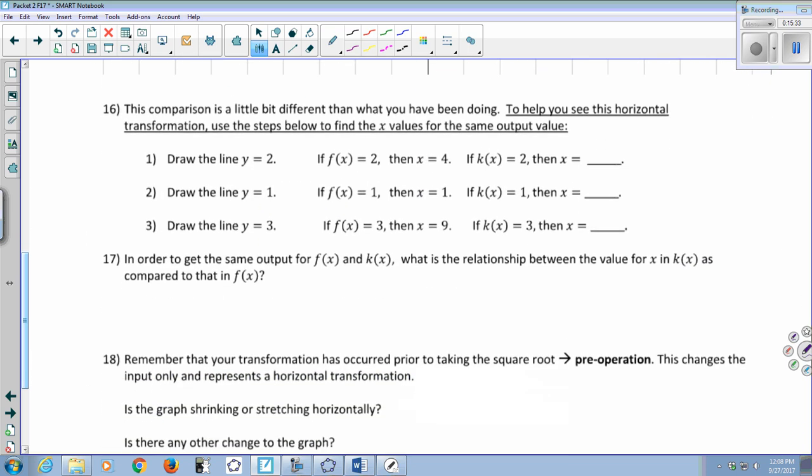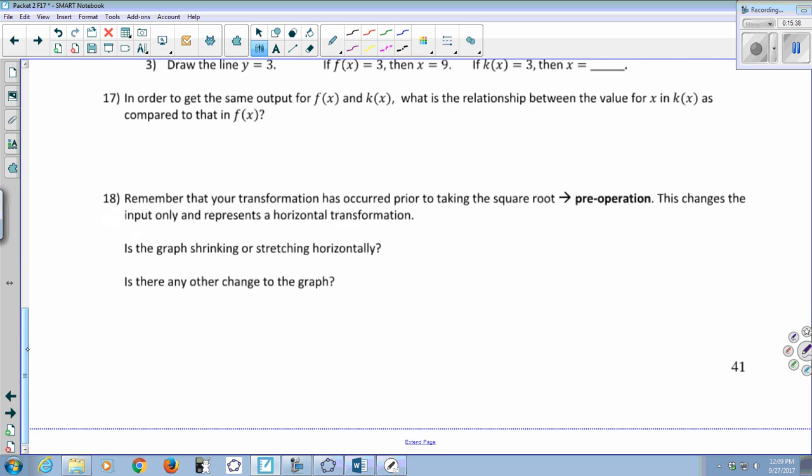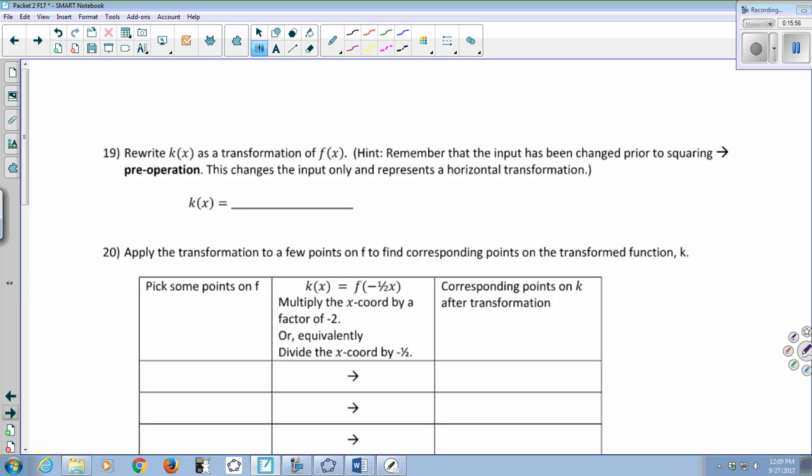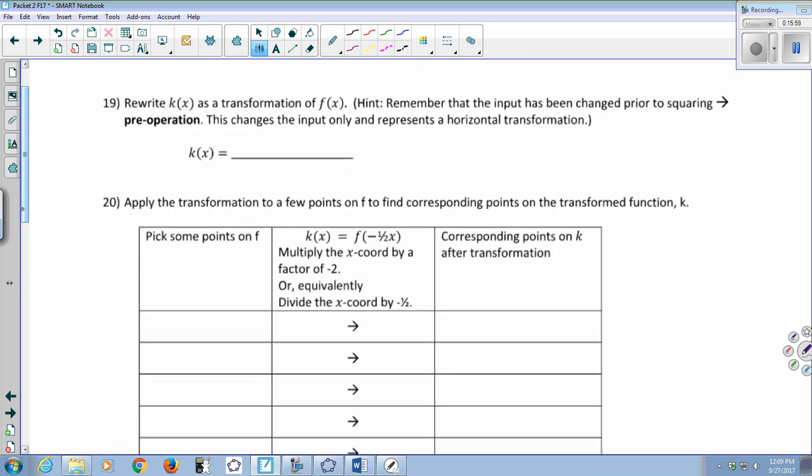So I basically just did 16 and 17. So the graph is stretching horizontally. And the other change to the graph is a reflection over the y-axis. I want to rewrite k of x as a transformation of f. So I just have to change what was under the square root. What was under the square root changed, so I have to change what's in the parentheses of f, -1/2 x.